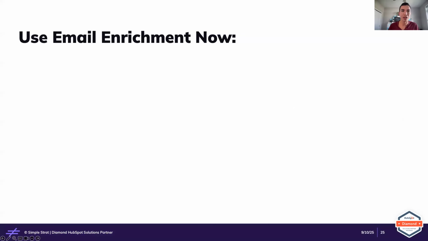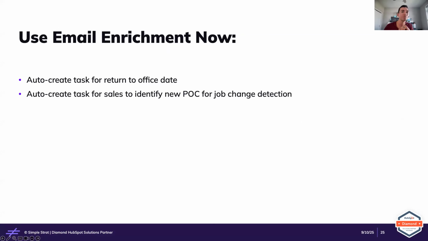So email enrichment, good for a lot of things. You can do things like auto-create tasks for return-to-office dates. That's one of the things it pulls out: if you get an out-of-office reply and it says when they're coming back, it'll actually populate that return date into a property on the contact. So you can use that to trigger a workflow or create a task for the salesperson to reach back out to them when they return.